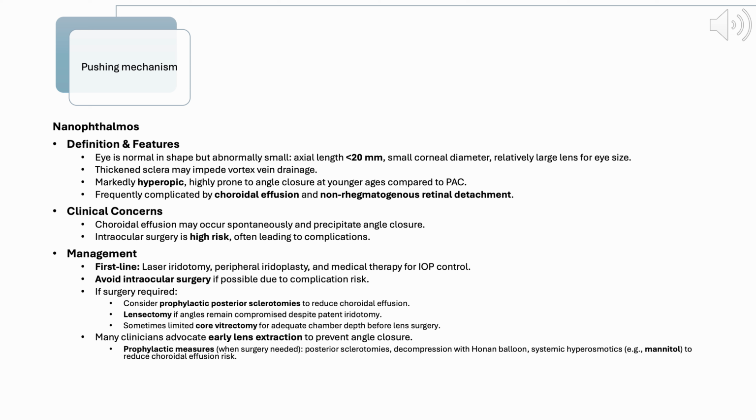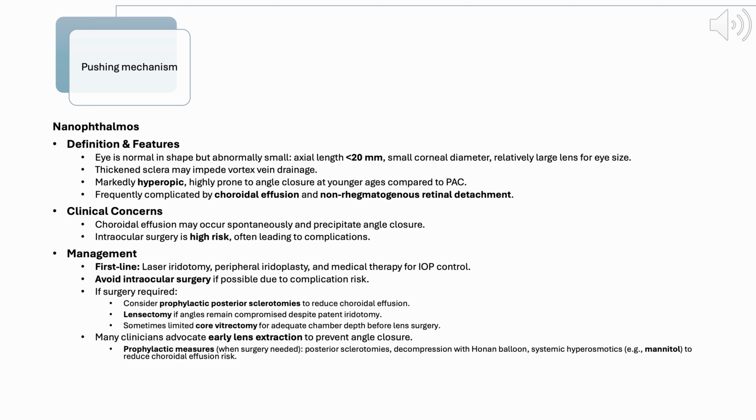Nanophthalmos is a condition where the eye is normal in overall shape but abnormally small. The axial length is less than 20 millimeters, the cornea is small in diameter, and the lens is relatively large for the eye's size. Because of this anatomy, these patients are typically markedly hyperopic and at high risk for angle closure, often at a younger age than primary angle closure patients. The thickened sclera can also impair vortex vein drainage, predisposing them to choroidal effusion and even serous retinal detachment.